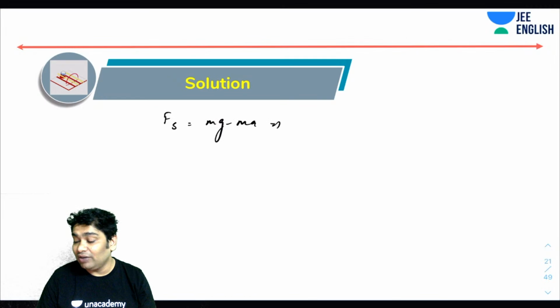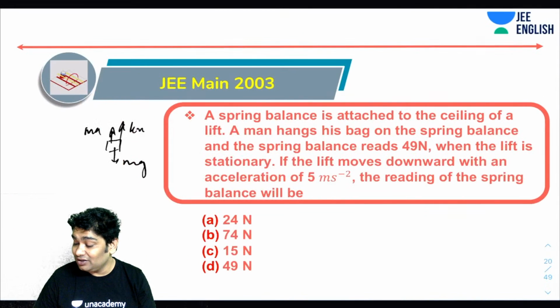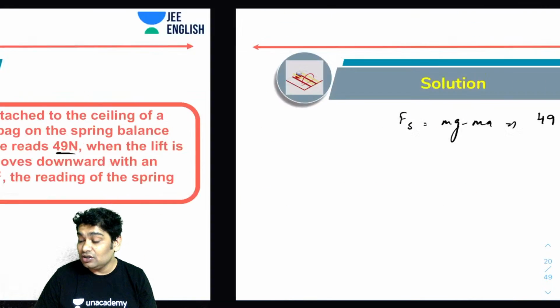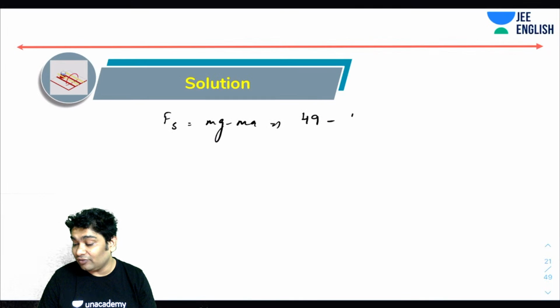So that would have been mg, which you have been told is 49, I think. And mg is 49 because when this lift was at rest, the spring would have read the weight of the object. So from here, m would have been 49 by 10, into 5. This is the answer that you should have gotten. That'll be 49 by 2, or 24.5 Newton.